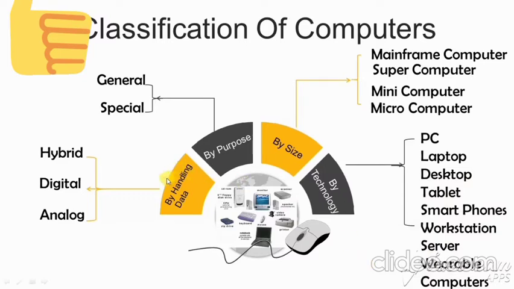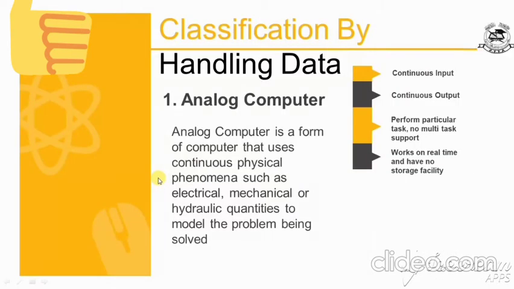The category we are going to study is by handling data today. In this class, there are three types. The first one is analog computer. An analog computer is a form of a computer that uses continuous physical phenomena such as electrical, mechanical, or hydraulic quantities to model the problem being solved.